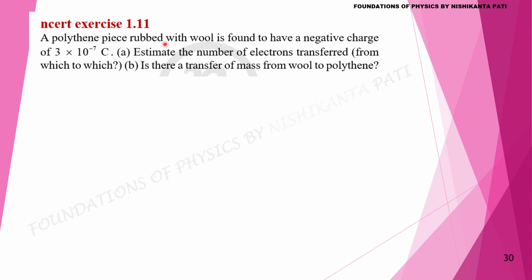A polythene piece rubbed with wool is found to have a negative charge of this much. Estimate the number of electrons transferred from which body to which body. Is there a transfer of mass from wool to polythene? Polythene is becoming negatively charged. So wool loses electron, polythene gains the electron. Since wool loses the electron, so wool mass reduces, polythene mass increases.